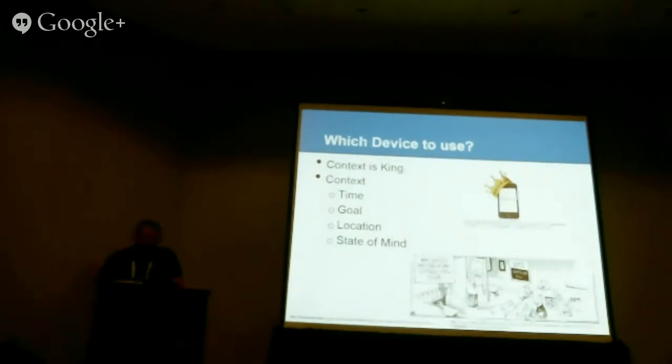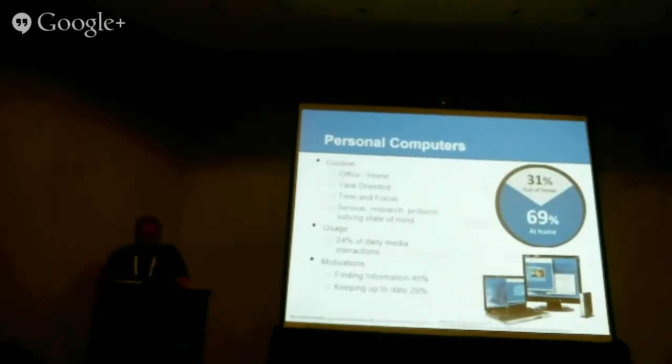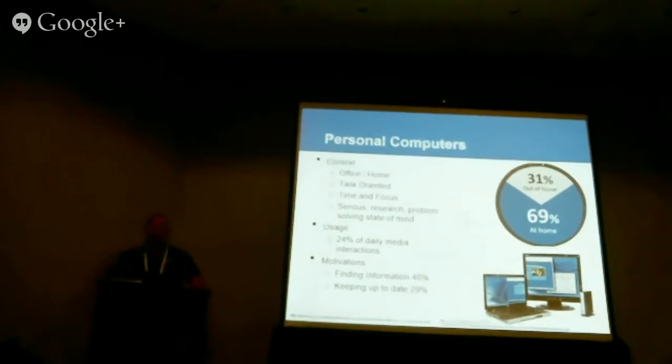So if we were to break this down some more, when we look at personal computers, about 69% of the stuff happens in the home, about 31% out of there. And what we're doing basically is task-oriented. We're focused on what we're trying to do. For instance, I'm coding. I don't really like to do that on my cell phone because the screen's too small and I'm not really great with the touch screen. Yeah, I would write all sorts of bugs if I did that.